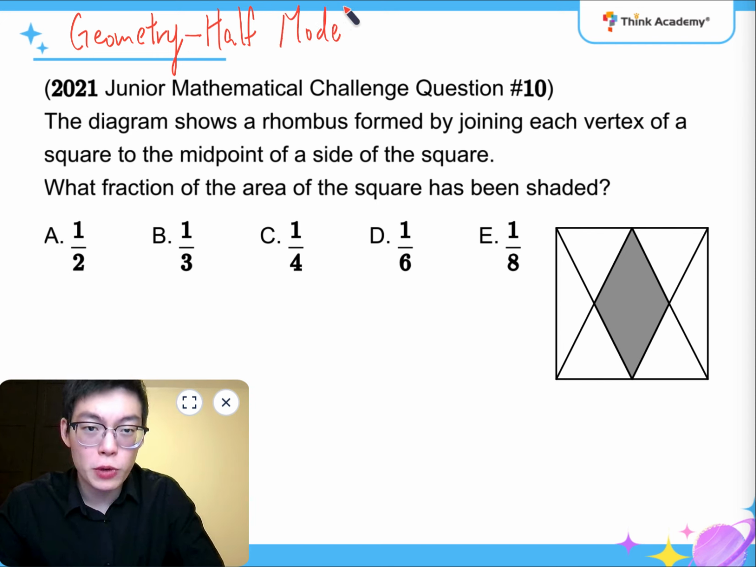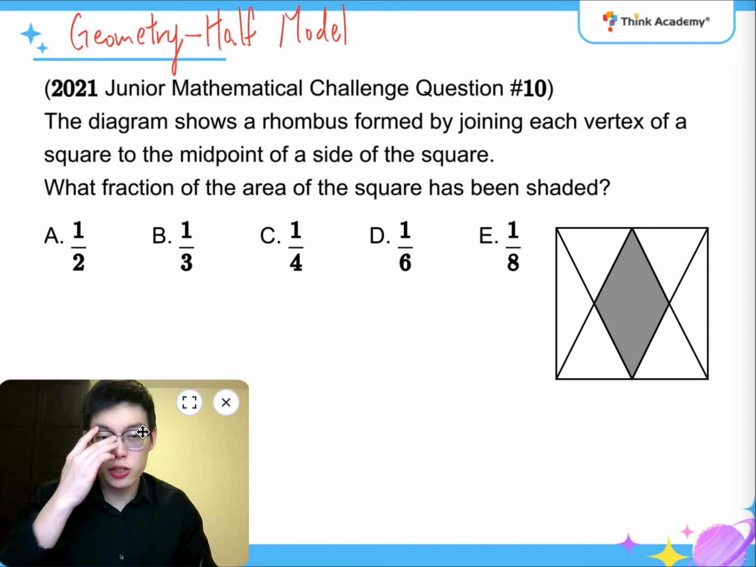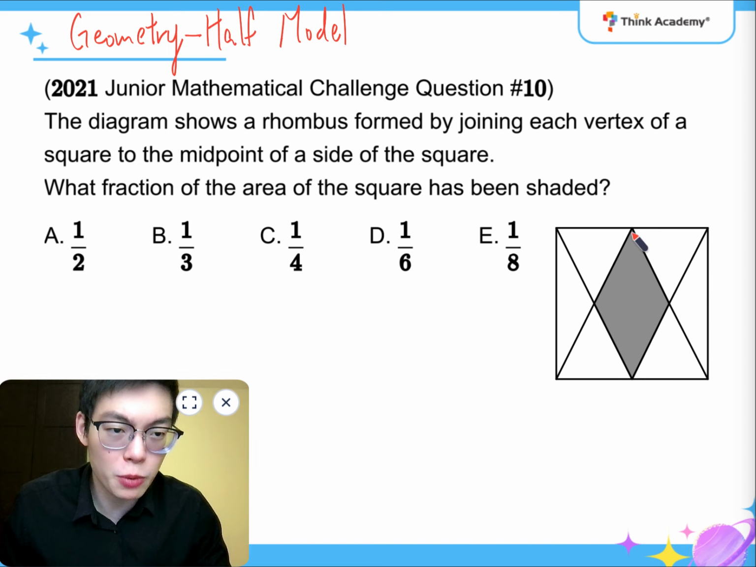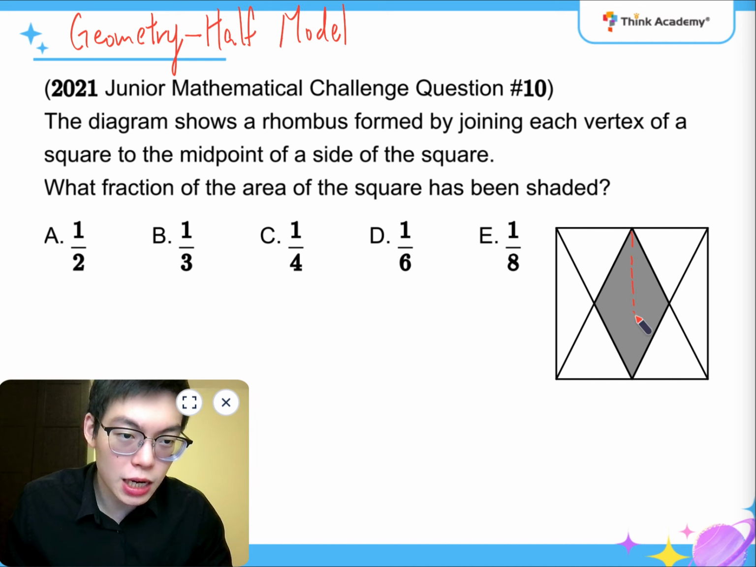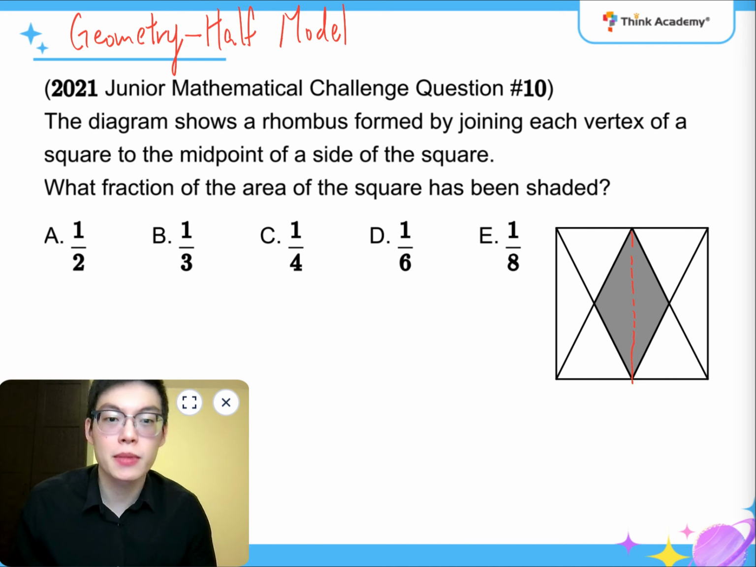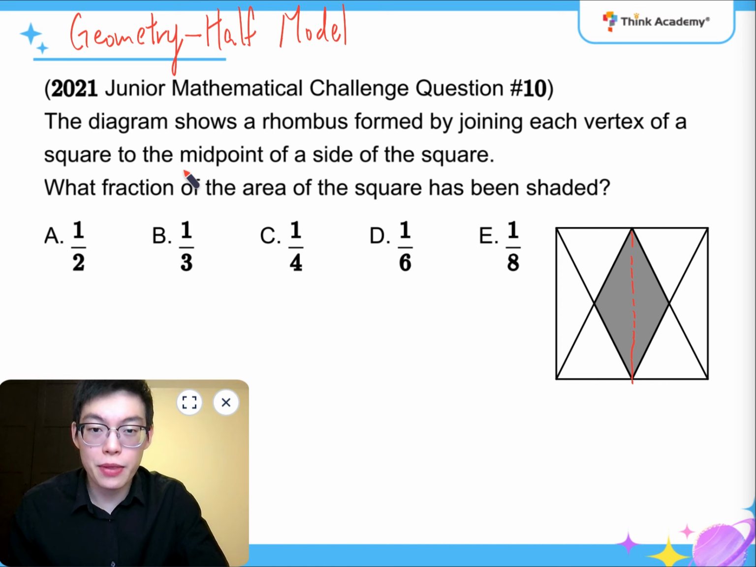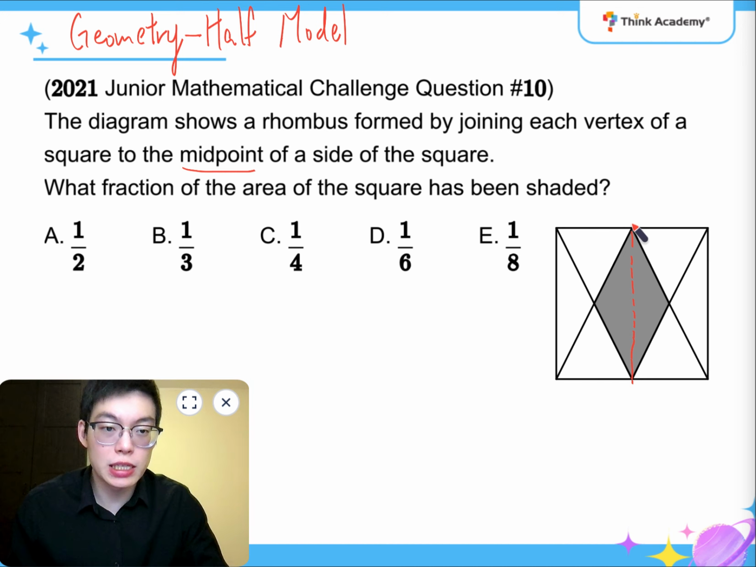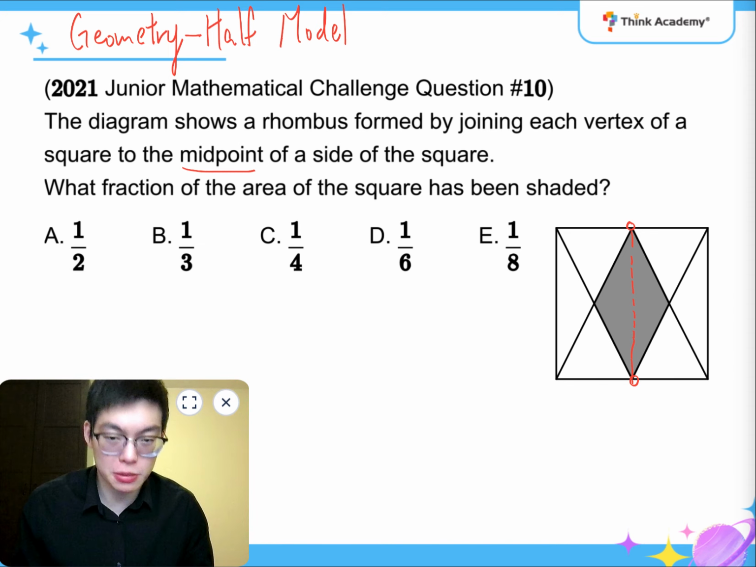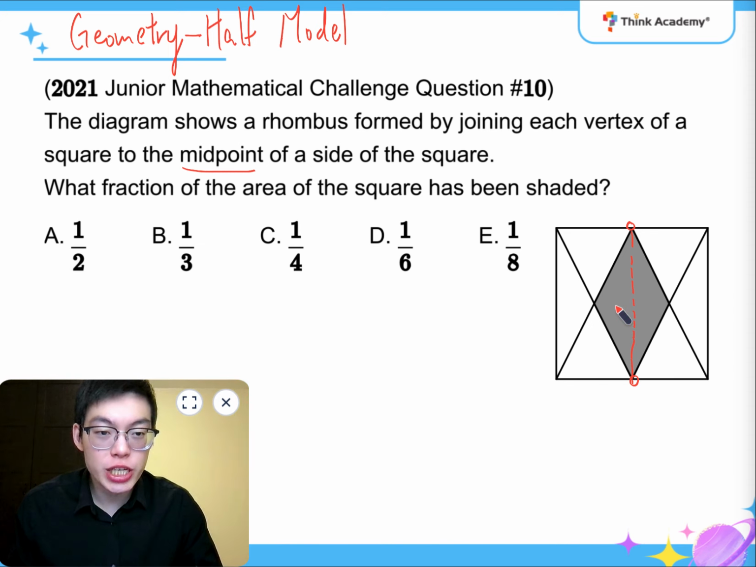Basically, we don't actually need to use a lot of that knowledge from the half model because it is kind of intuitive. So I just need to cut it into 2 parts because I know that these are the midpoints of a side of the square, right? So it means that I have 2 rectangles on both sides. Does it make sense?